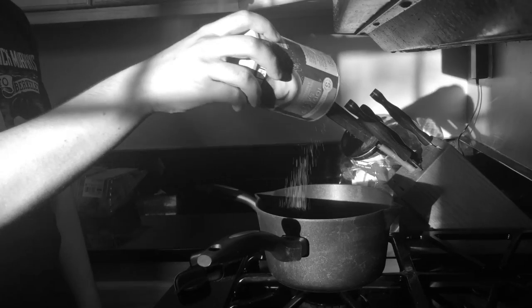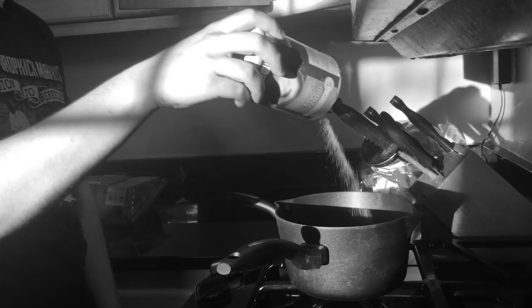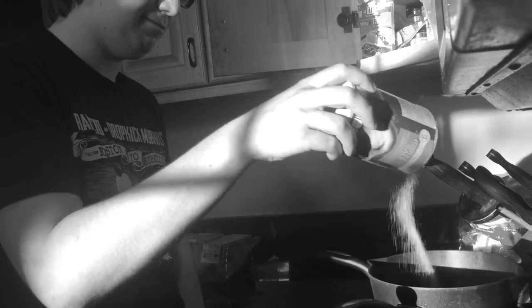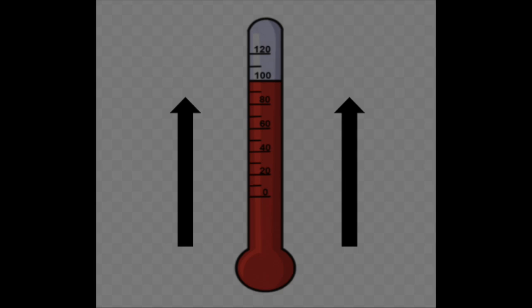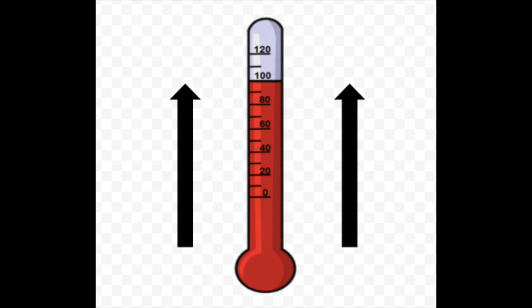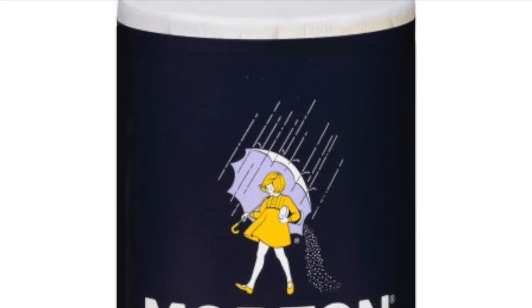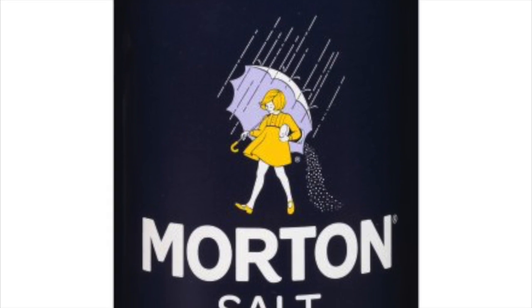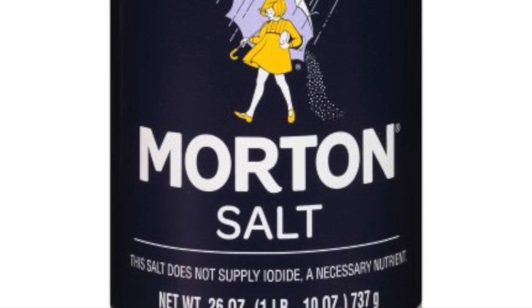But wait, how does it work? Well, let me tell you. When you raise the boiling point of something by adding stuff, it's called a colligative property, which means that the boiling point will change based on how much of something is dissolved in another thing. By adding salt, the temperature at which the solution boils was actually rising, which made it take longer to boil.